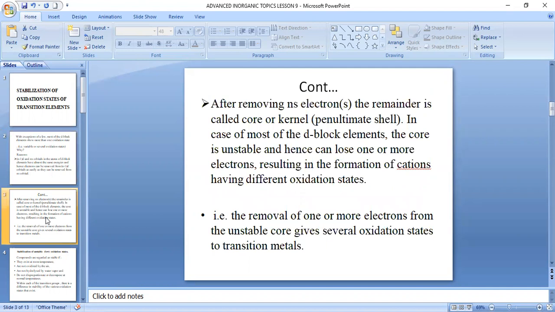The second reason is that after removing ns electrons, the core becomes unstable and it can lose one or more electrons, resulting in the formation of cations having different oxidation states. That is to say, the removal of one or more electrons from the unstable core gives several oxidation states to transition metals.